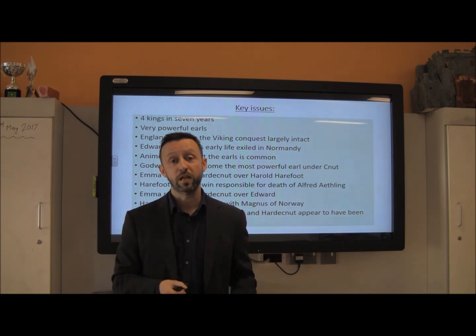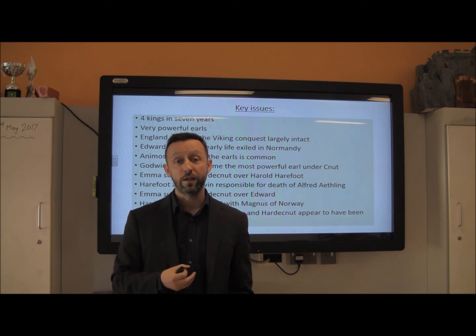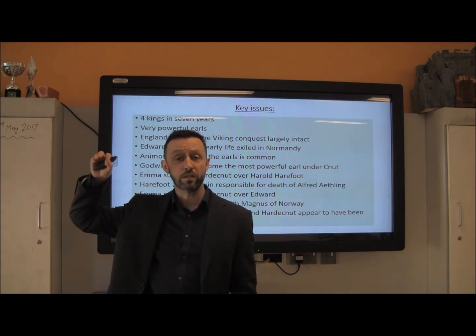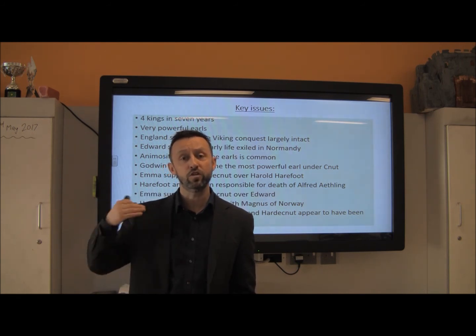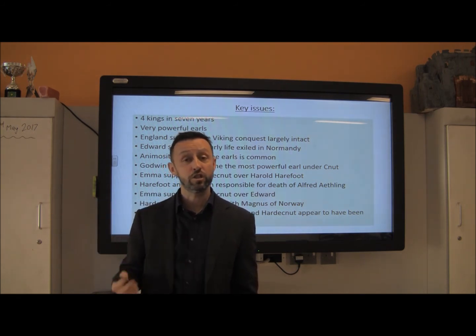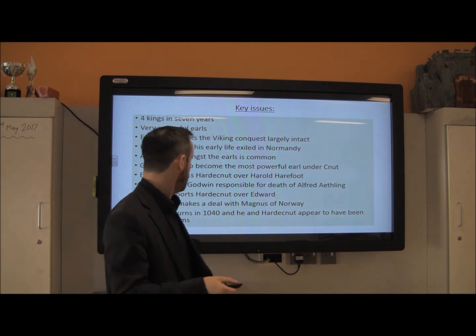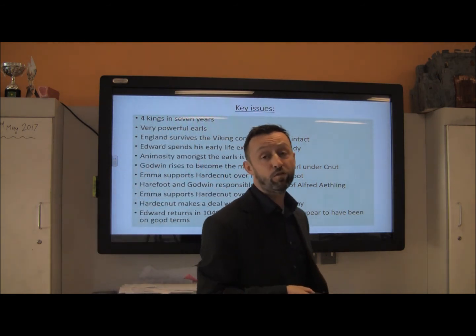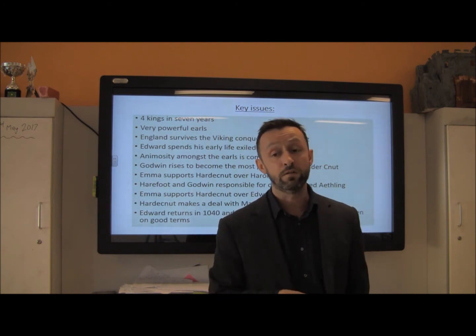Of course, what happens when Hardicanute dies? Edward becomes King of England. Magnus believes he has a claim to the English throne, and this is going to be important for him because he's going to invade, and this is also going to be important in 1066 and the invasion of Harald Hardrada. This legitimizes the invasion of Hardrada. Edward returns in 1040, and he and Hardicanute seem to have been on good enough terms.